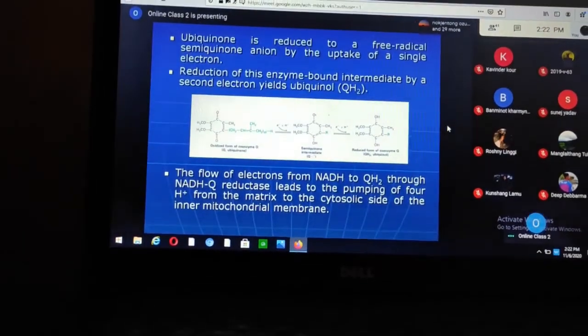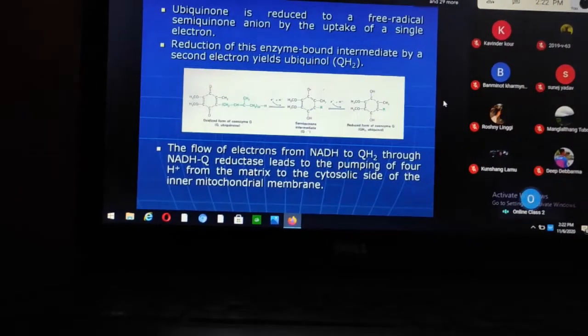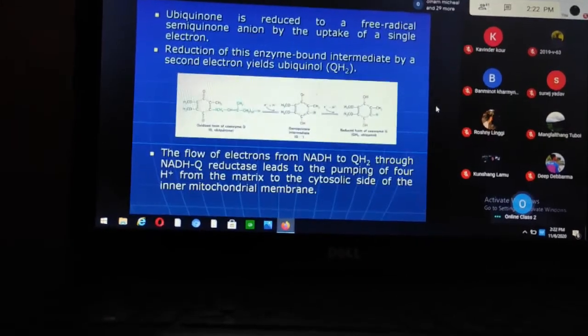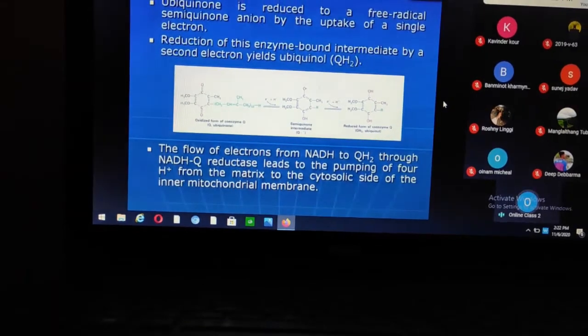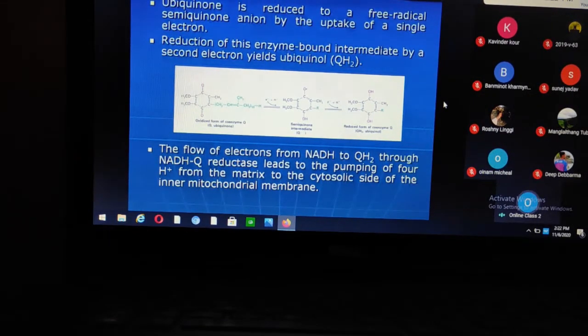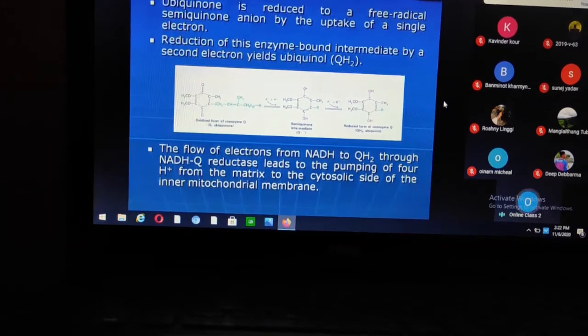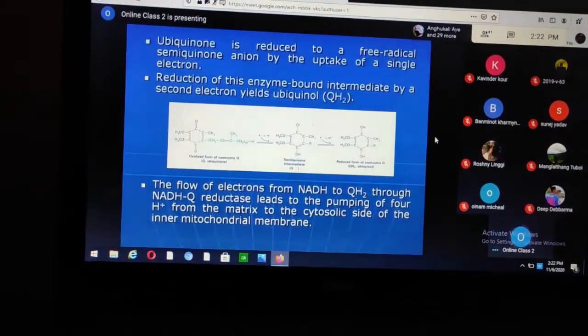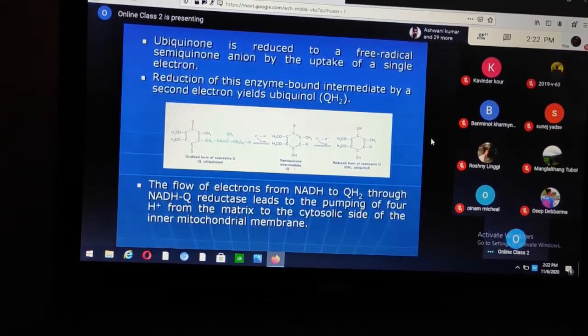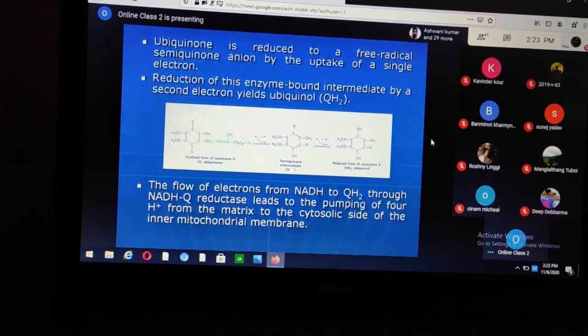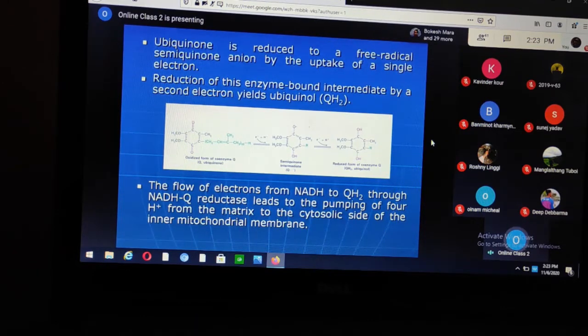The flow of electrons from the NADH to QH2 through NADH2 reductase leads to the pumping of 4 protons from the matrix to the cytosolic side of the inner membrane of the mitochondria. So when this pair of electrons passes through complex 1, it releases energy. That energy is sufficient to push 4 protons from the mitochondrial matrix to the intermembrane space of the mitochondria.